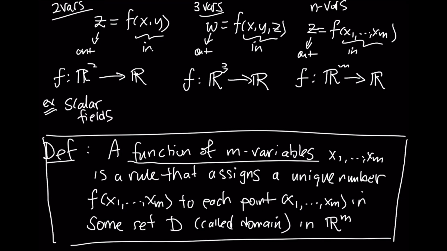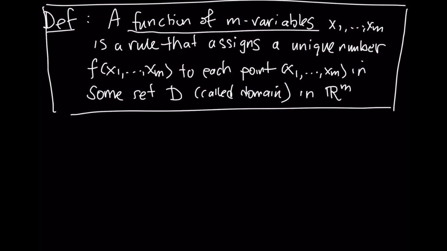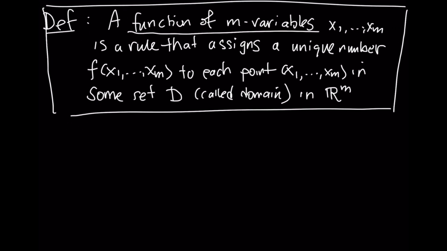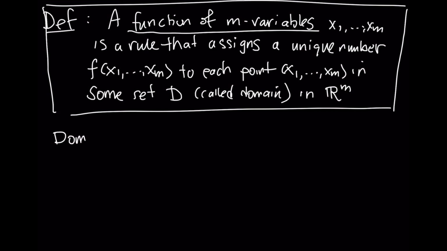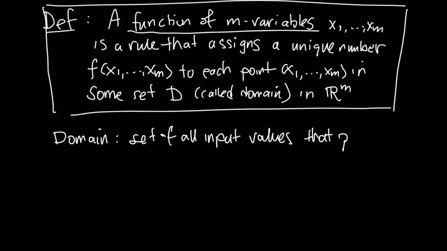Temperature is a scalar function of three variables. You input a location in a room, for example, and then you get back a single number that represents the temperature at that point in the room. Now, to begin with, we're going to talk about inputs and outputs, which means domains and ranges. Now, remember that the domain of a function is the set of all input values that produce a defined output, whereas the range is the set of all outputs.